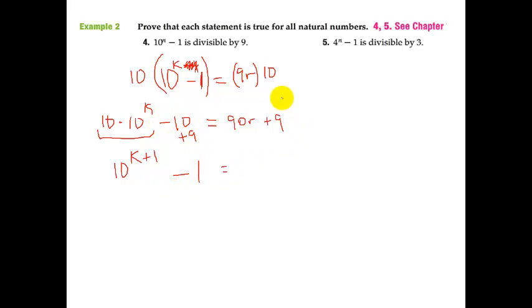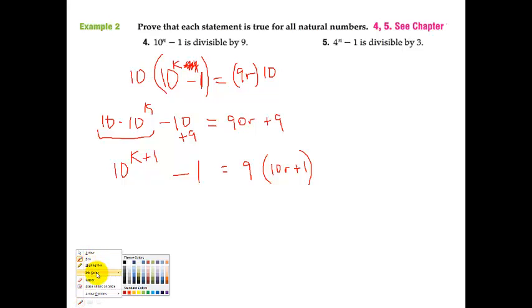And then over here, I have 90r plus 9. Well, that's factorable. They have a 9 in common, which leaves behind 10r plus 1. Okay, and we're pretty much done. Except, what did I mess up again, you guys? I'm so sorry. I messed up again. It's so annoying. I wrote r instead of k. No, that's on purpose. I'm so sorry.